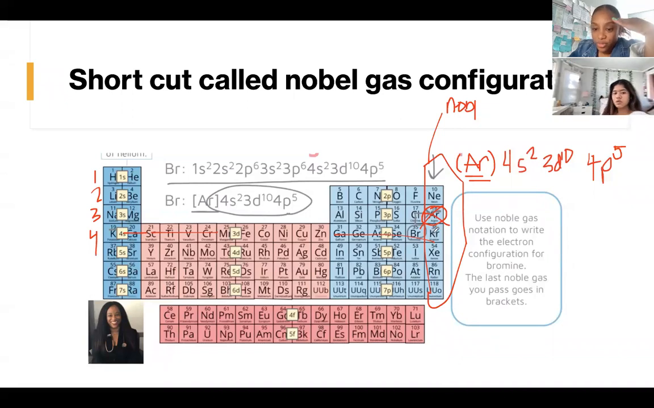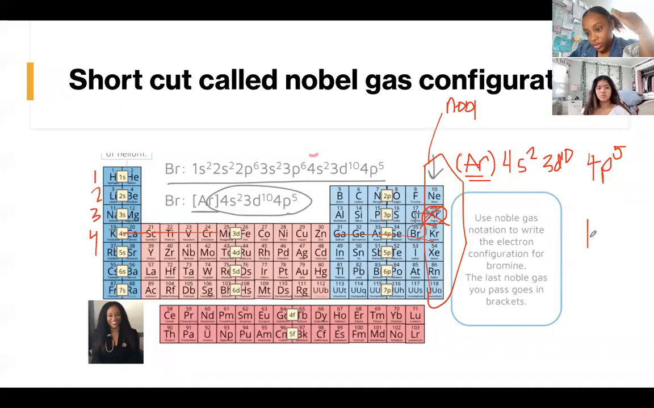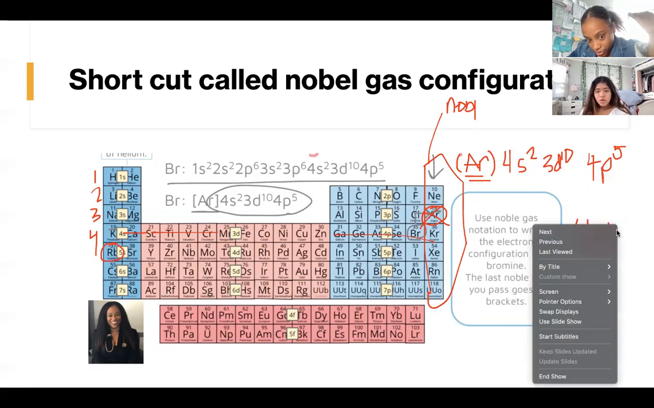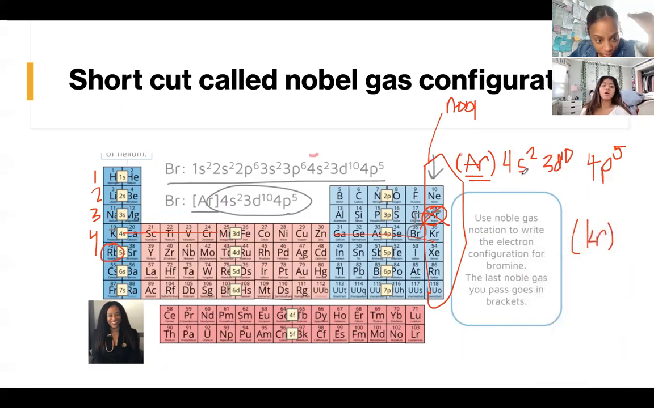So for example, if I were to ask you what's the shortcut to rubidium, you'd say krypton. Rubidium, where is that? This one. So that would just be, oh, okay.